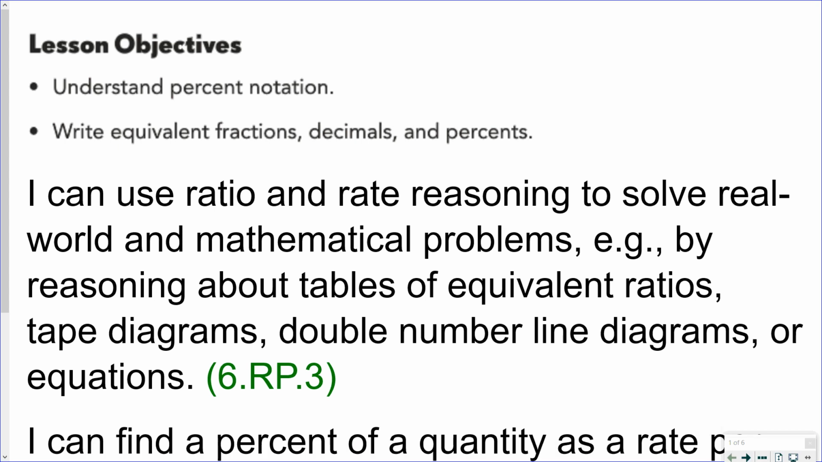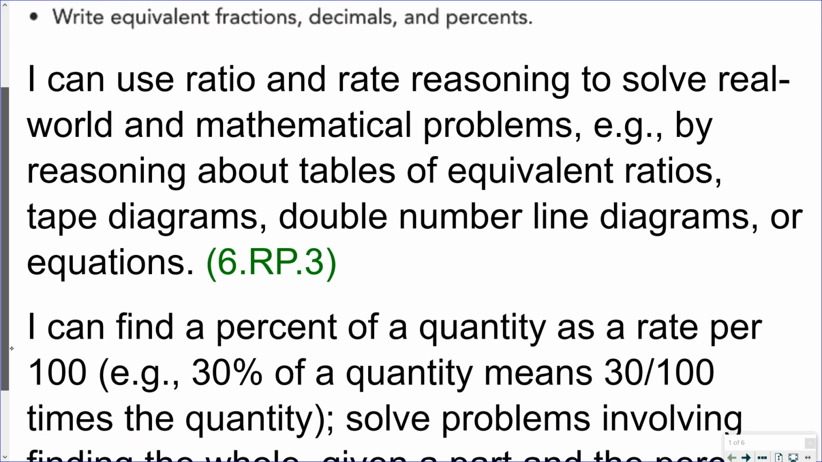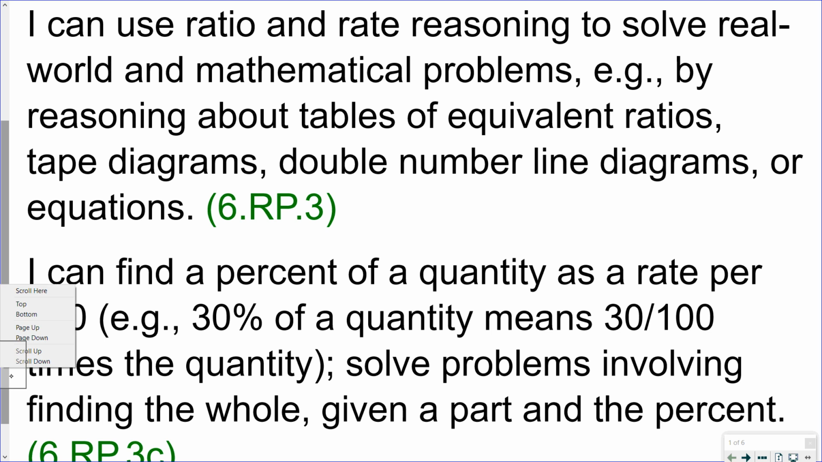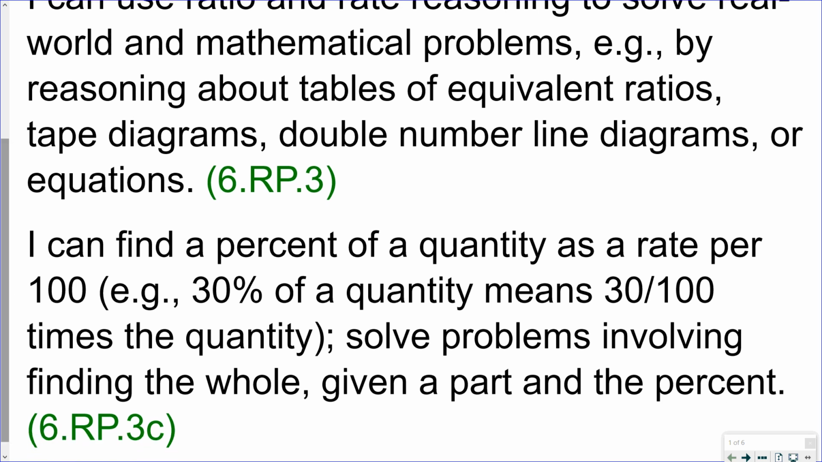Today we begin our lessons with percentages, and today we're going to understand percent notation. We're going to write equivalent fractions, decimals, and percents. And as with other lessons, we do have a couple of standards that we will be addressing. The first one is 6.RP.3. And then the second is 6.RP.3.C.